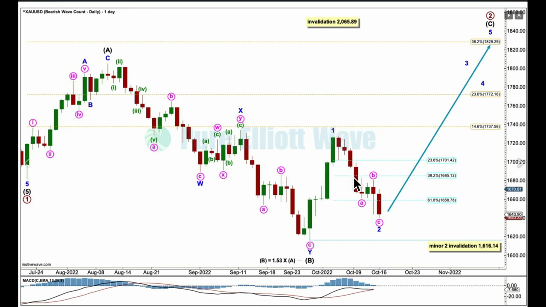So far, 1 and 2 may be complete. If minor 2 continues lower, it may not move beyond the start of 1, below 1616.14. At this low, it looks like a pretty obvious 3-wave structure. Minor 3 may now begin next week. Upward movement for minor 3 should show an increase in upward momentum beyond that seen for minor 1. So if we do start to see upward movement, I would expect it to show an increase in momentum and have support from volume.